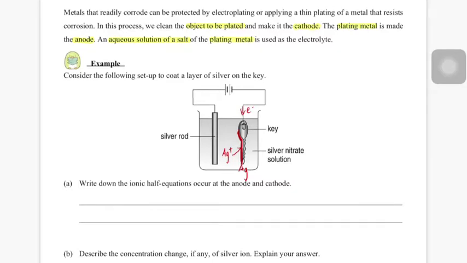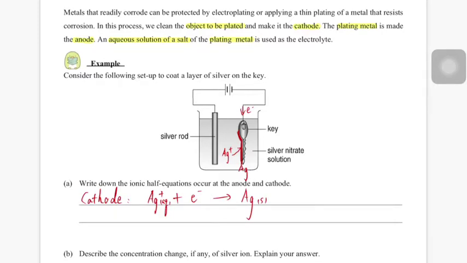Now we can write the half equations. At the cathode, which is the object we want to be plated, we have silver ions in the electrolyte, which gain an electron to form silver metal, which is plated on the key surface. Remember to write the state symbols.